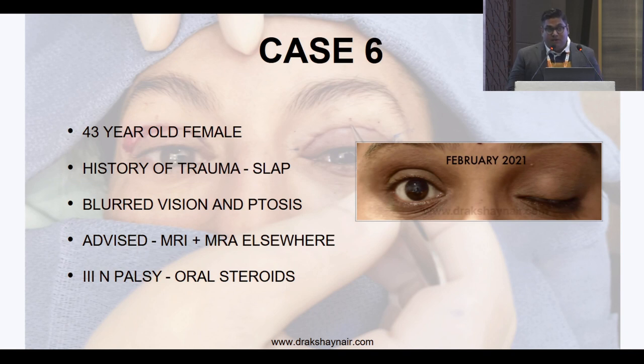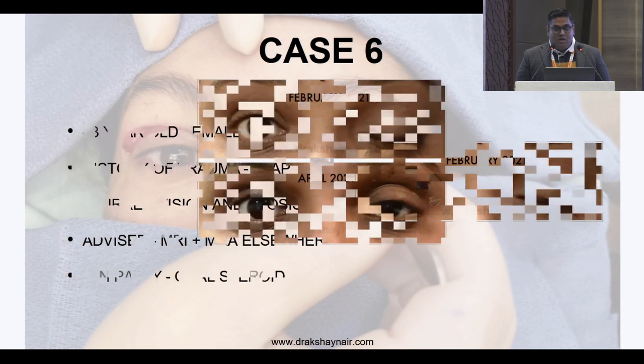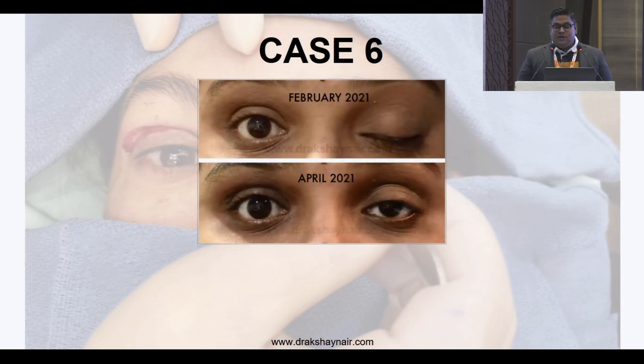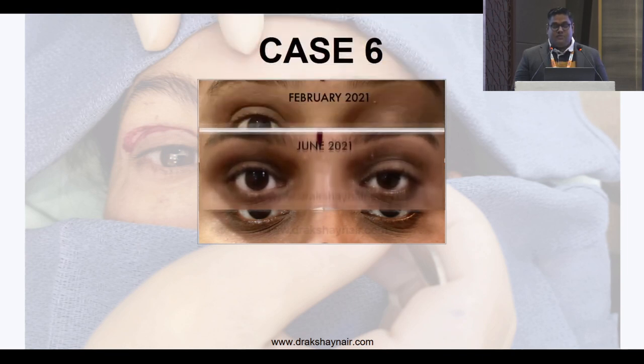Now, having imaging done with an MRA also done clears you of what Dr. Ashwin presented and told us what you should not miss. So now it was isolated to be an eyelid issue. We did nothing and just waited. In 3 months' time, it was almost up. And in 6 months' time, she was near normal.